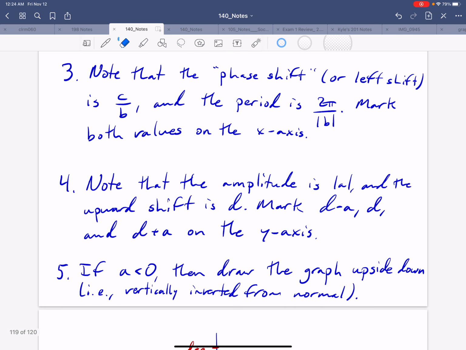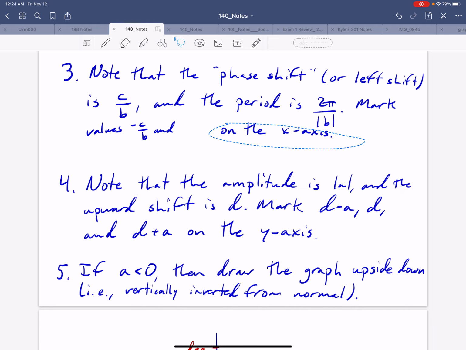Let me actually clarify this instruction right here. Mark values negative c over b and negative c over b plus 2 pi over the absolute value of b on the x-axis. Okay? Those are the two values that we want to be adding.